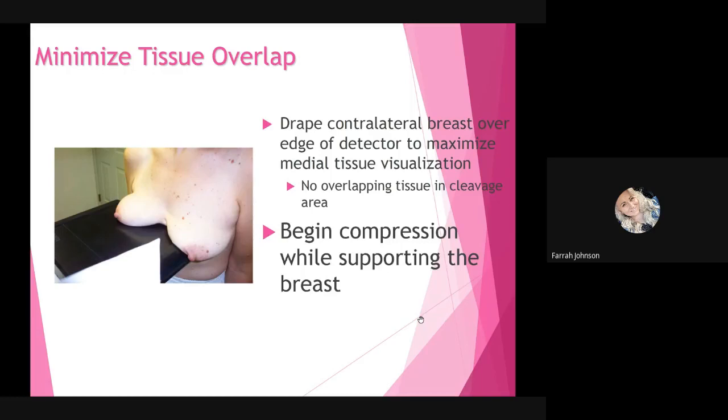Okay, so minimize tissue overlap. You want to drape the contralateral breast over the edge of the detector to maximize medial tissue visualization. You want to make sure that there is no overlapping tissue in the cleavage area. And then you are going to begin compression while supporting the breast.